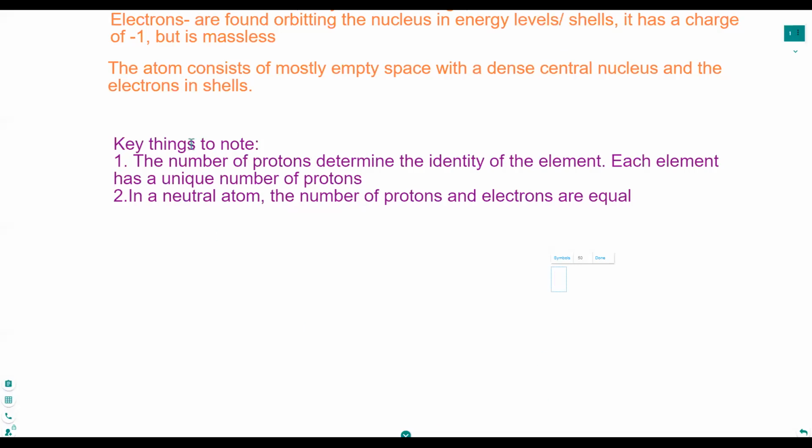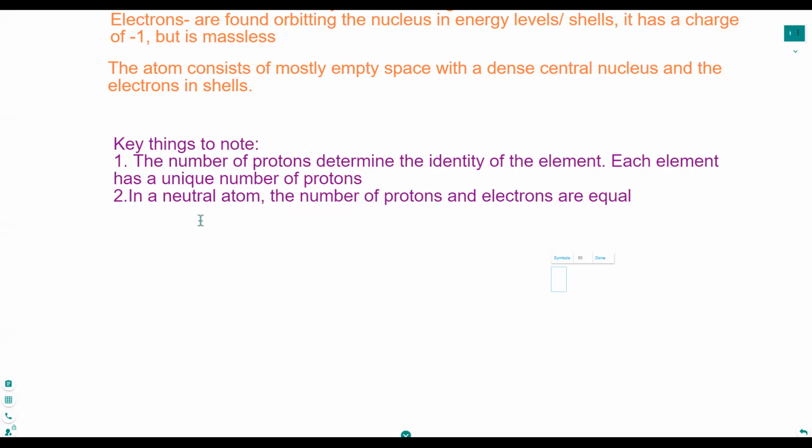Okay, so there are some things I want you to note about the atom. The number of protons is really critical. Knowing the number of protons present inside the nucleus helps to determine the identity of that element. So if I give you an atom and I want you to tell me what element it belongs to, what you're going to look for is how many protons it has, because that determines the identity. Each element has a unique number of protons.